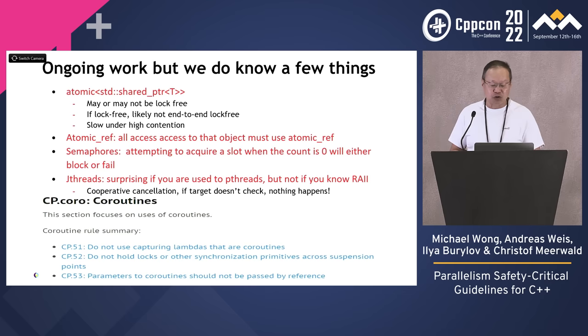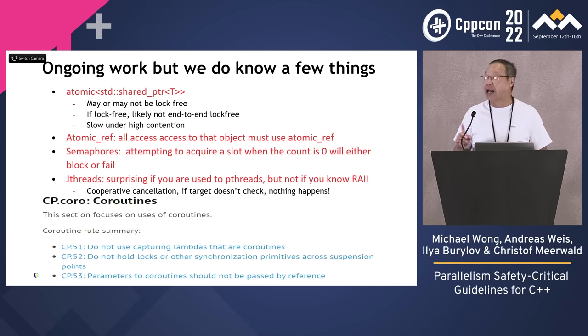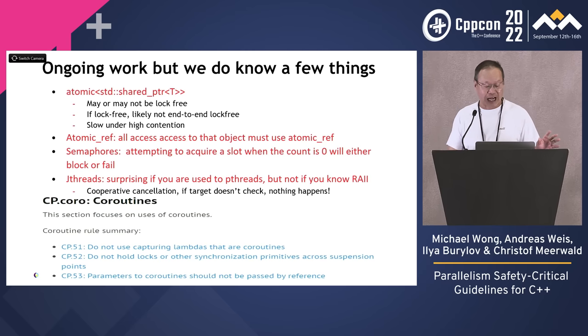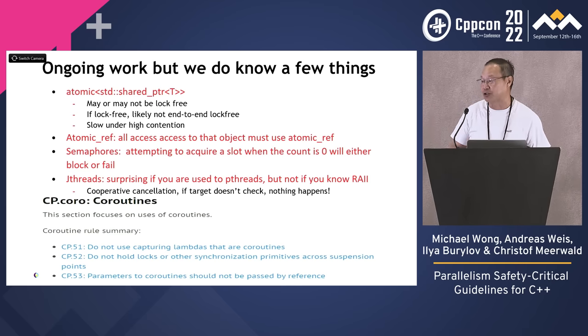Normal lambdas will have finished executing by this time, so it's not a problem. But coroutine lambdas may resume from the suspension after the closure object is destructed. And at that point, all the captures will be used after free memory access. So the way you control that is flag a lambda that is a coroutine and has a non-empty capture list.